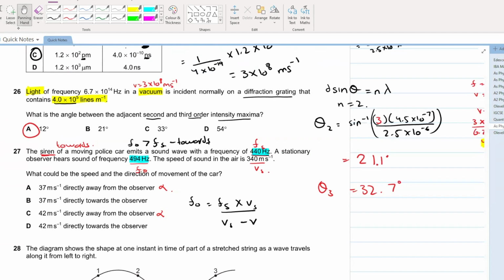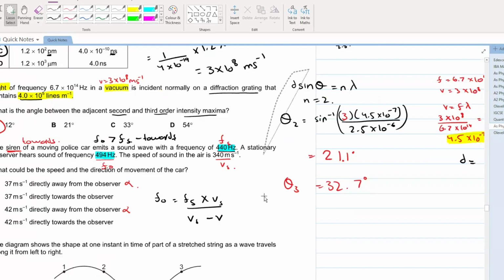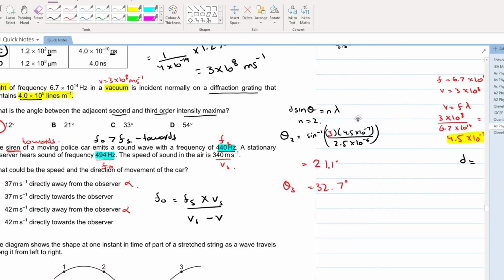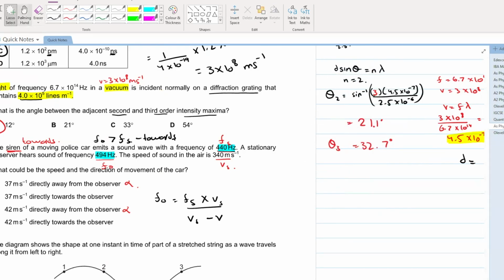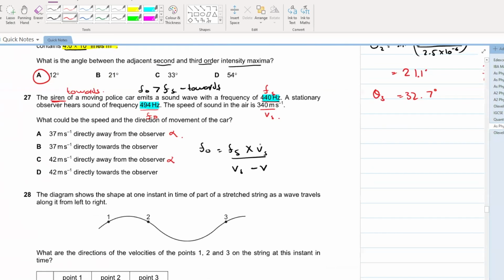Okay, let's start inputting the values here. Beta, you just have to put in the values. Plug and play. Enjoy the question. Frequency observed is 494. Frequency of sound is 440. The speed of sound is 340. Perfect. 340 minus the speed of the police car. Let's interchange the places. 340 minus V is equal to 440 times 340 divided by 494.